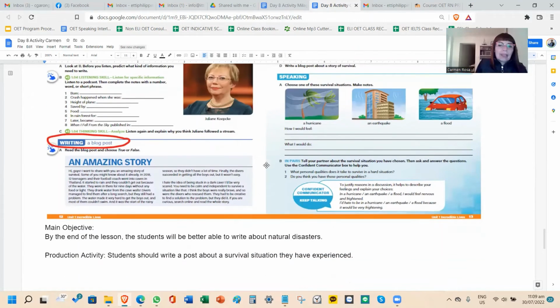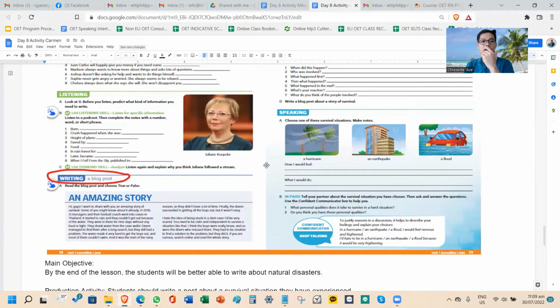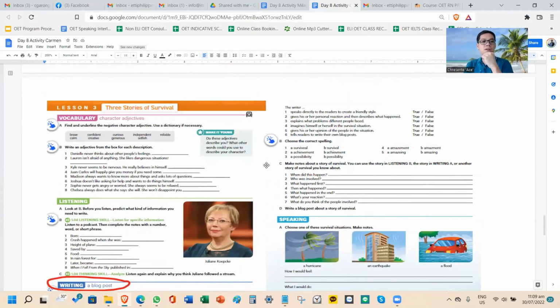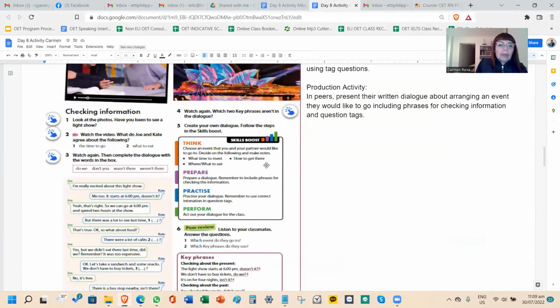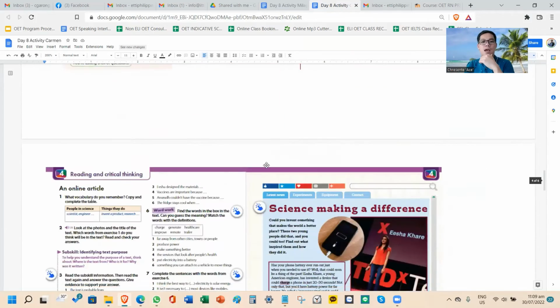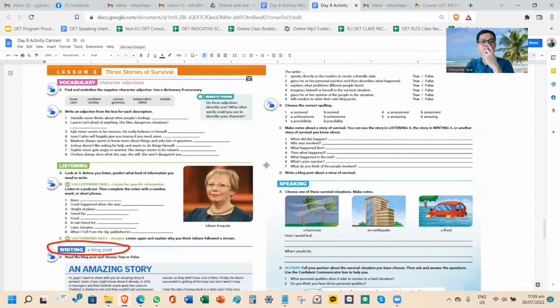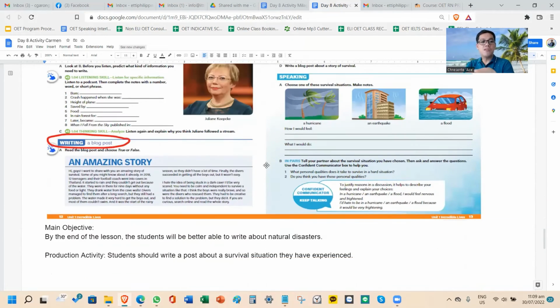Next, a writing lesson. This is "3 Stories of Survival." So now this is already adult. The book is Speak Your Mind. So this is a writing lesson. I highlighted writing because I want you to write a writing lesson plan.